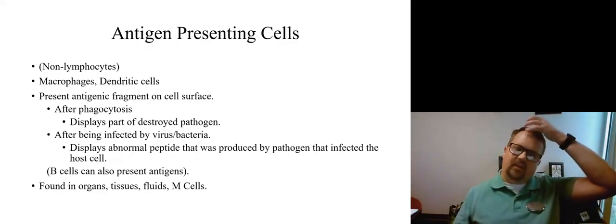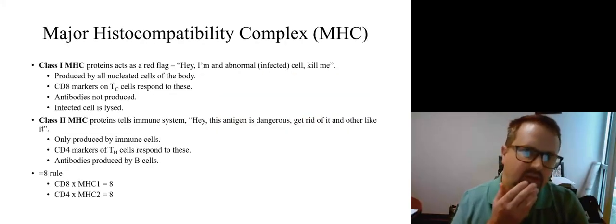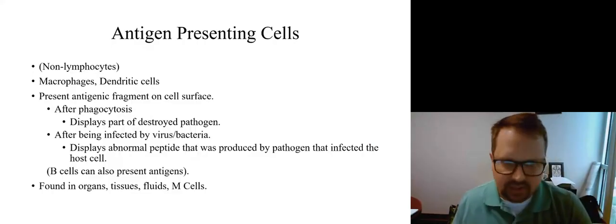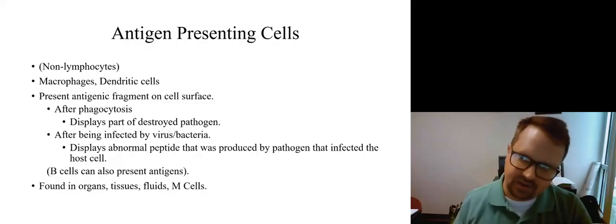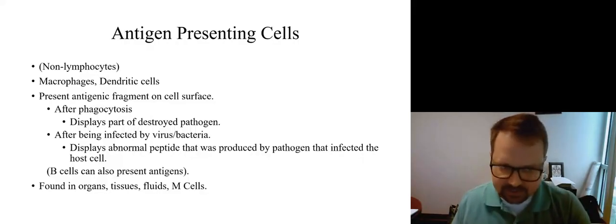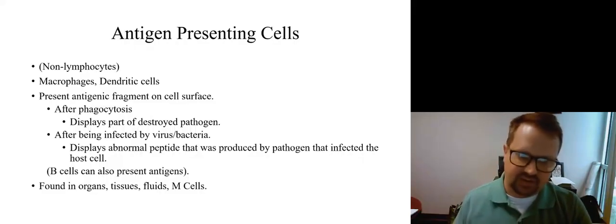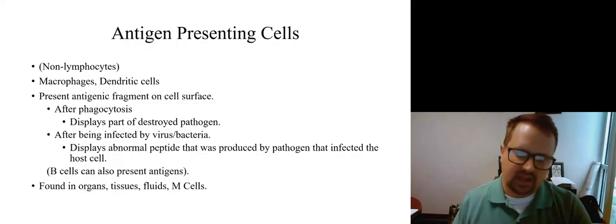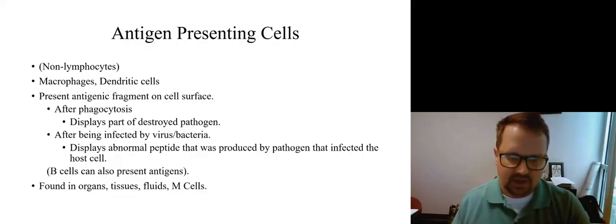Now, antigen-presenting cells: what I want to talk about with antigen-presenting cells and antigen presentation is that these are non-lymphocytic. They're going to be a macrophage of some kind or a dendritic cell. Other cells present the antigen fragments after phagocytosis. If a virally infected cell or bacteria comes in, it displays this abnormal peptide that the infected host cell had. B cells can also present antigens on an MHC a little bit. They're weird. We'll talk about them doing that.